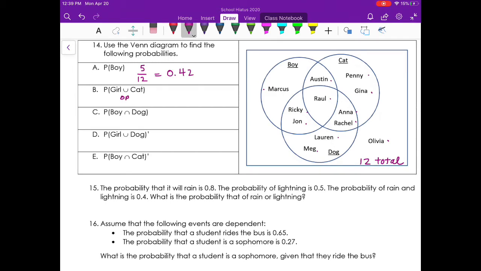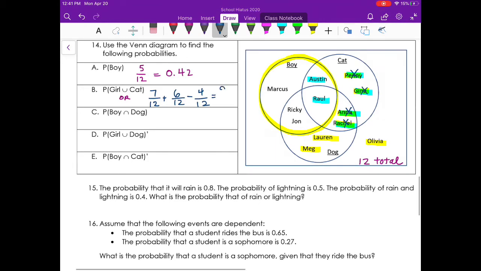Next, we're looking for the probability of a girl or a person who owns a cat. So union is an or probability, so we're looking for anyone in the girl category or anyone in the cat category. All of the girls will actually be outside of the yellow boy bubble, so that's Penny, Gina, Anna, Rachel, Lauren, Meg, and Olivia, 7 out of 12. And then we'll identify the number of people who have a cat. So that's 1, 2, 3, 4, 5, 6. But these are overlapping events, and so we want to subtract the people that we have counted twice. So that's Penny, Gina, Anna, and Rachel, 4 out of 12.